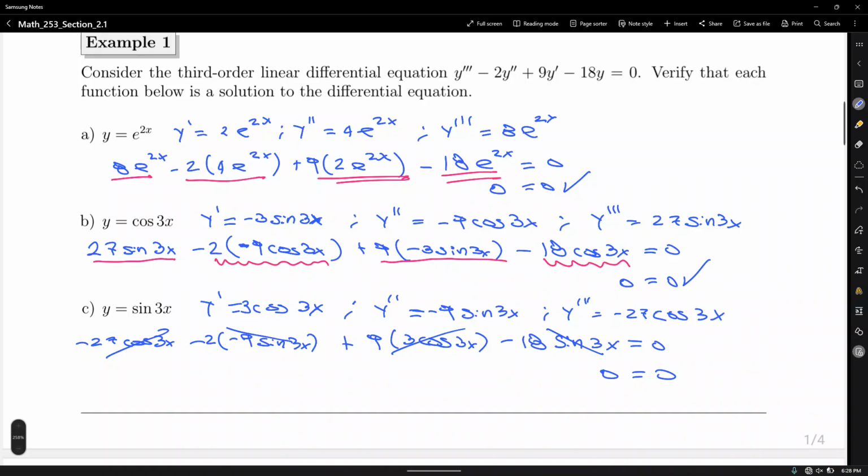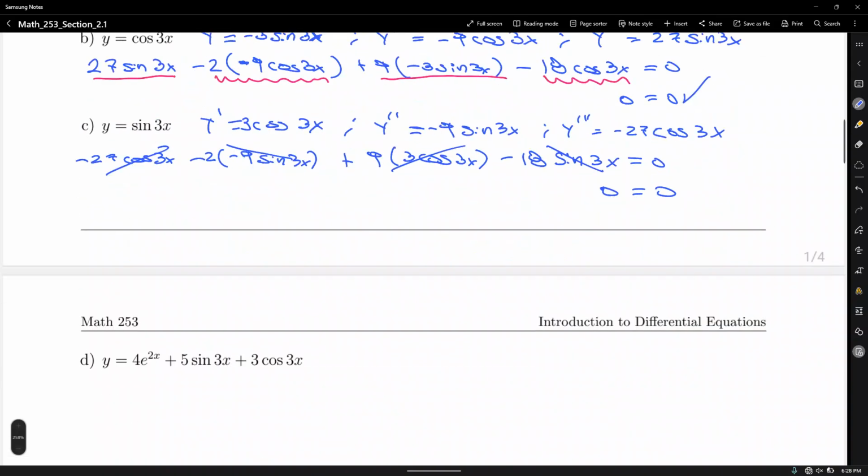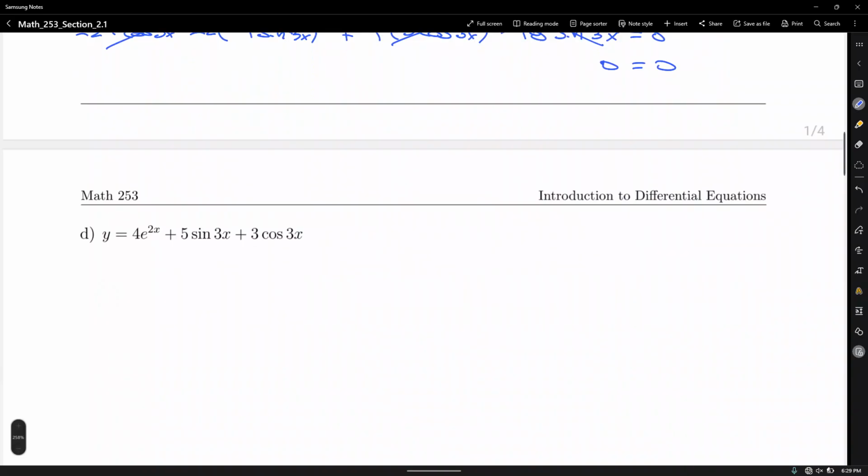All right, one more. Let's have a look at the next page. Whoa, what about this solution? This proposed solution: 4e to the 2x plus 5 sine of 3x plus 3 cosine 3x. All right, we're going to write quite a bit here. Okay, first derivative.